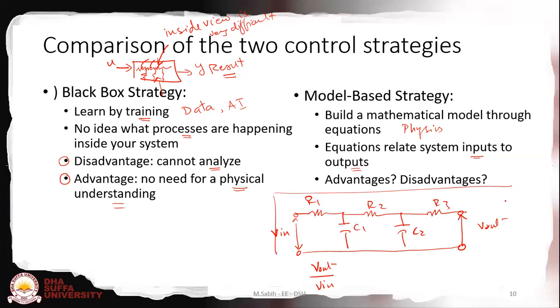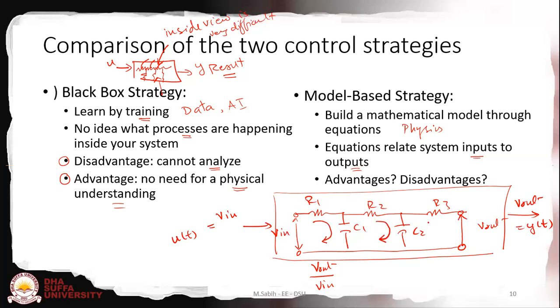if this is a system जिसकी आउटपुट जो है V out है और जिसके इनपुट जो है V in है, यानी this is your U of t, V out is your Y of t. So इस केस में अगर आप figure out करना चाहेंगे तो you have to apply the KCL here in nodes के ऊपर.